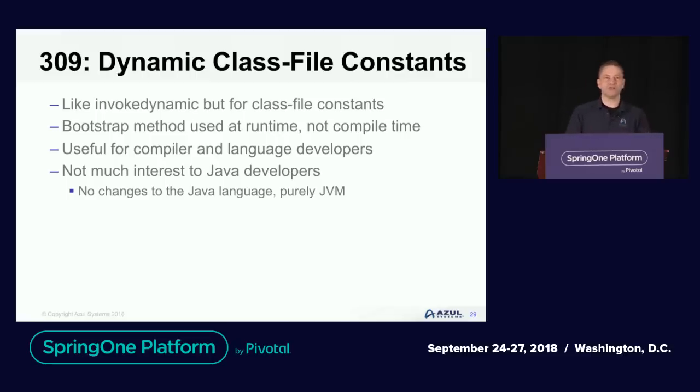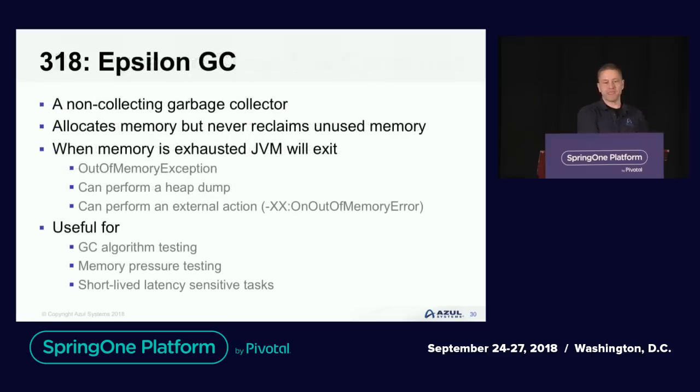This is the same thing for class file constants. It uses the same approach as invoke dynamic. So it's a low-level JVM thing, which is designed more for people who are creating languages other than Java that are going to be compiled into bytecodes, and it makes life easier for them. So, as I say, it's kind of an interesting thing, and it's quite interesting to look at.